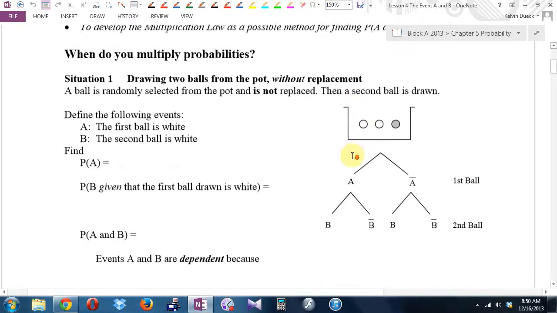Situation 1. We're going to have to give you some notation. And we're going to have to introduce a concept called conditional probability, or in English, it depends on what happened before probability, and you'll see why in a second. So situation number 1 says, drawing 2 balls from this pot without replacement. We've got marbles, okay? We've got 2 white marbles and 1 black marble.